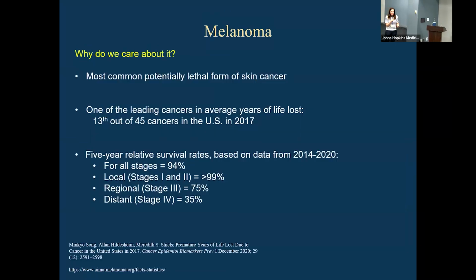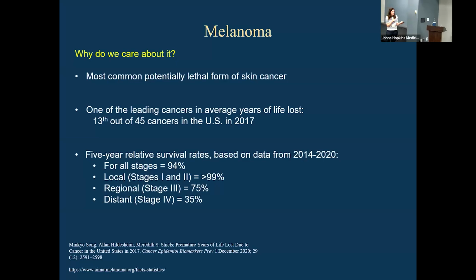So why do we care about melanoma? All of us here care about melanoma a lot, but why do we care? We care because it is the most common potentially lethal form of skin cancer that there is. And it is one of the leading cancers that results in average years of life lost because it can affect young people. So in 2017, it was the 13th out of 45 cancers responsible for years of life lost.